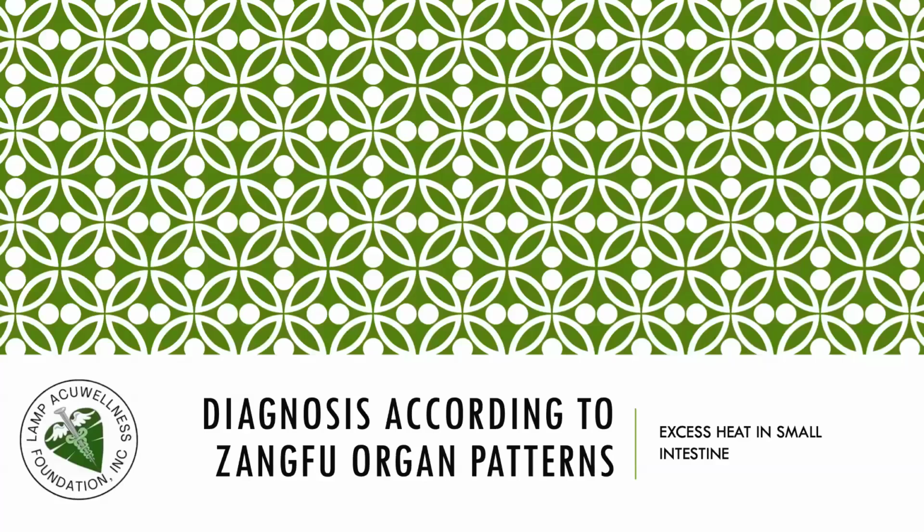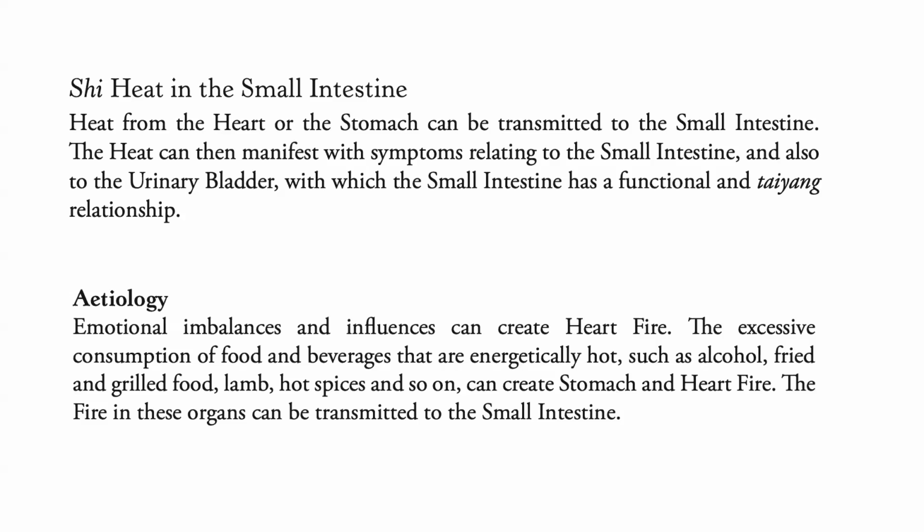Let's now discuss diagnosis according to Zangfu organ patterns. This time, let's talk about excess heat in the small intestine. Heat from the heart or the stomach can be transmitted to the small intestine. The heat can then manifest with symptoms relating to the small intestine and also to the urinary bladder, with which the small intestine has a functional and Tai-Yang relationship.